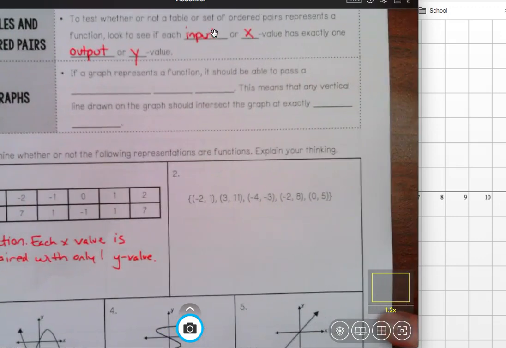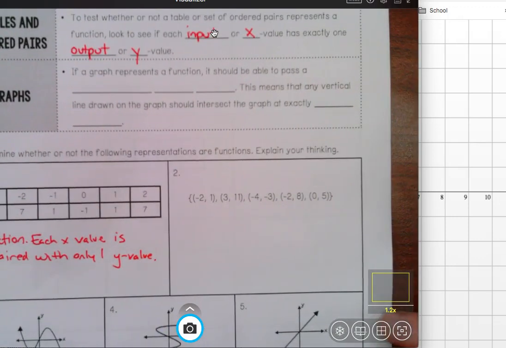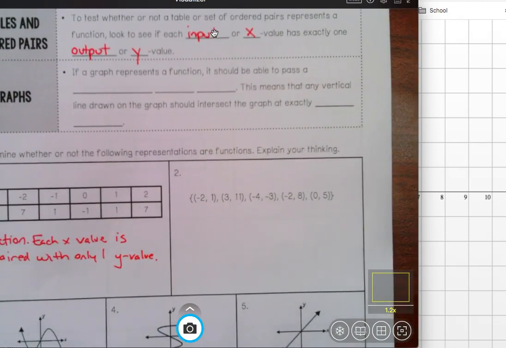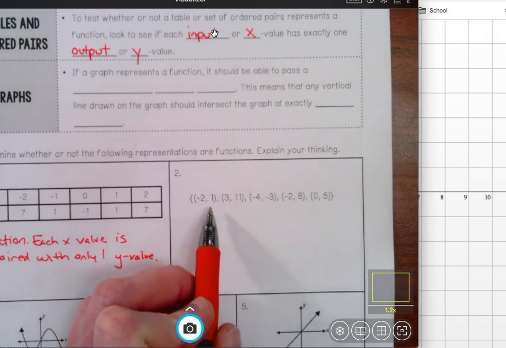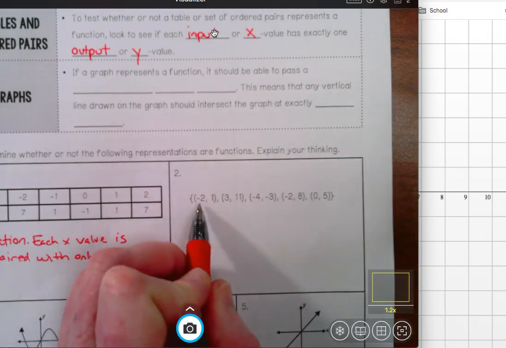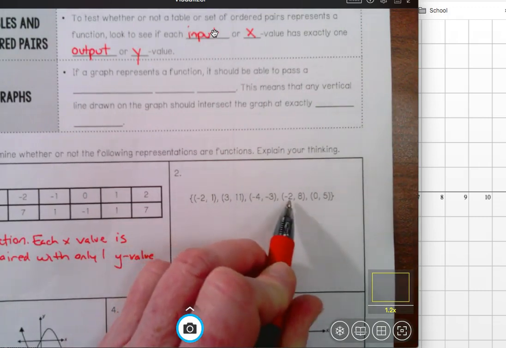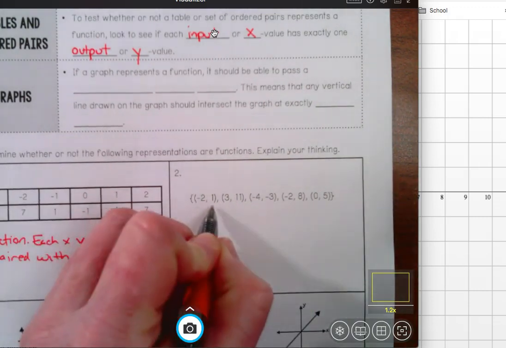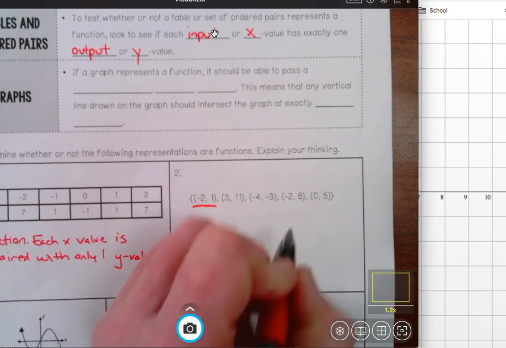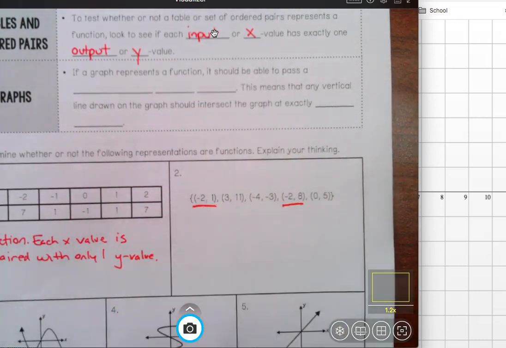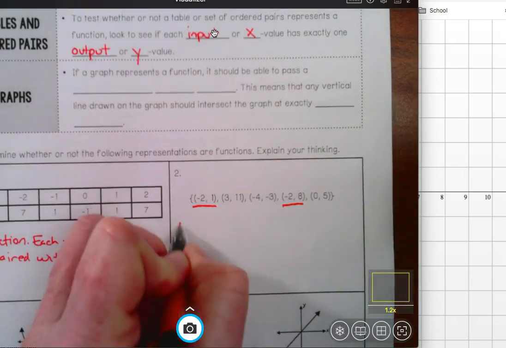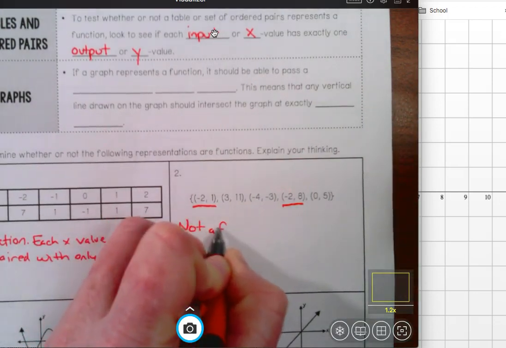All right, number 2. This is a list of ordered pairs. So we're looking to see if any x value is paired with more than one y value. -2 is paired with 1. Is -2 listed as an uh-oh, this is a problem. Here we see -2 is paired with 1, -2 is paired with 8. Okay, right there I know this is not a function.